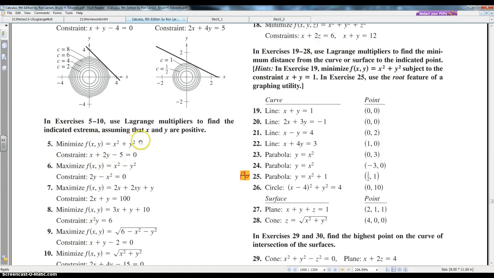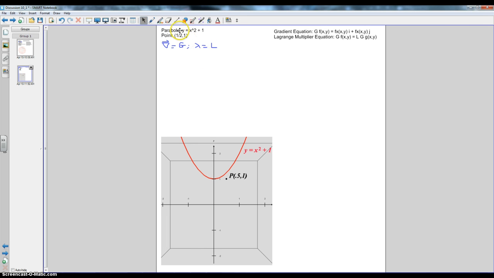So we finished problem 5 and now we will go work with another problem. Let's pick number 25. We need to use the Lagrange multiplier to find the minimum distance from the curve to the indicated point. In this case, it is the parabola y equal x squared plus 1 and the point 1 over 2 and 1. Here I have it: the parabola y equal x squared plus 1 and the point 1 over 2, 1.